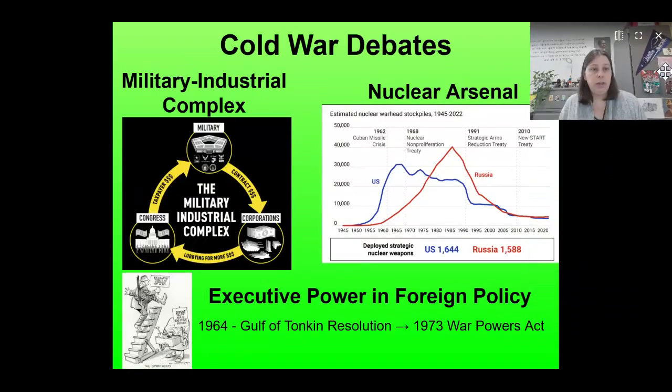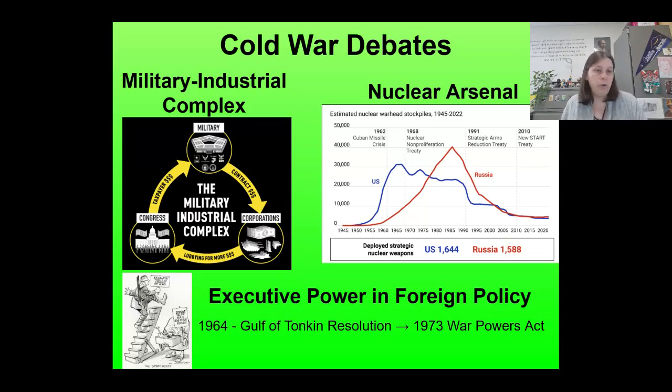Last, a couple of the key concepts from the Cold War that you'll see scattered throughout. We'll talk a little bit about the debates that come from the Cold War, what sorts of things Americans were discussing or debating as a result. One of them is what I was just mentioning, the relationship between the United States government and the economy, and specifically defense contractors and the economy. President Eisenhower, in his farewell address in 1961, coins the term military-industrial complex to refer to this.